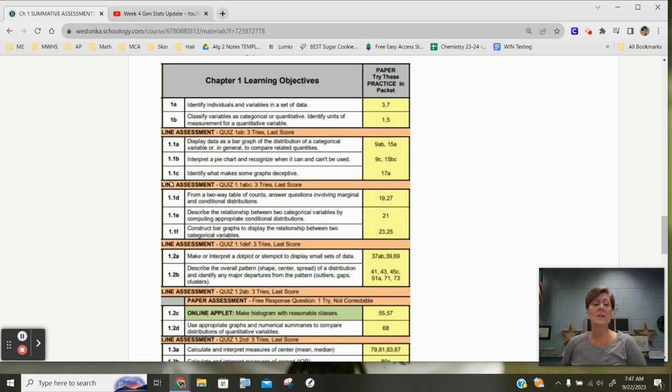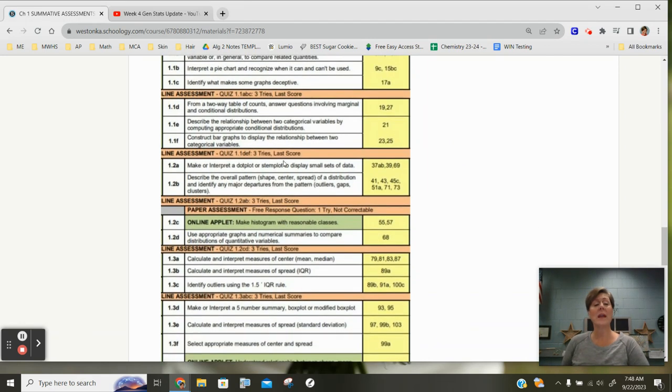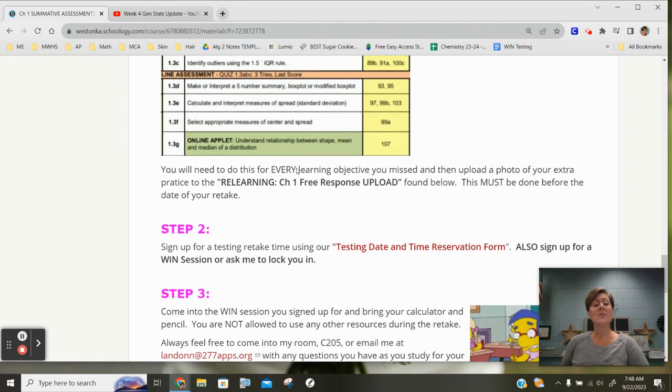Let's say it was 1.1D. If it was 1.1D, then I want you to do the practice problems in your packet for number 19 and 27 as you're relearning. You go through and find all the learning objectives, again, that you missed out on. If you need help trying to identify what learning objective it was specifically, I'm more than happy to help you do that. That is your relearning.